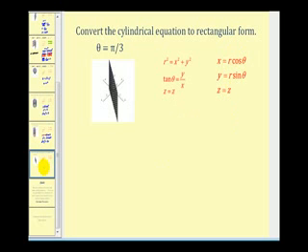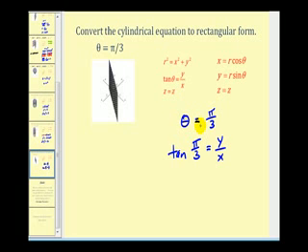Here we have theta equals pi over 3, so we want to convert this cylindrical equation to rectangular form. So if we want to introduce x and y and eliminate theta, we're going to have to deal with this equation here where tangent theta is equal to y over x. Well, if theta is equal to pi over 3, this equation will become tangent pi over 3 is equal to y over x. So again, if they give us theta equals pi over 3, we can perform a substitution into this equation here.